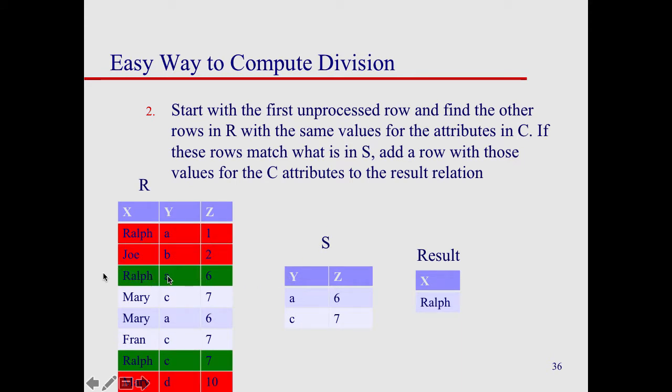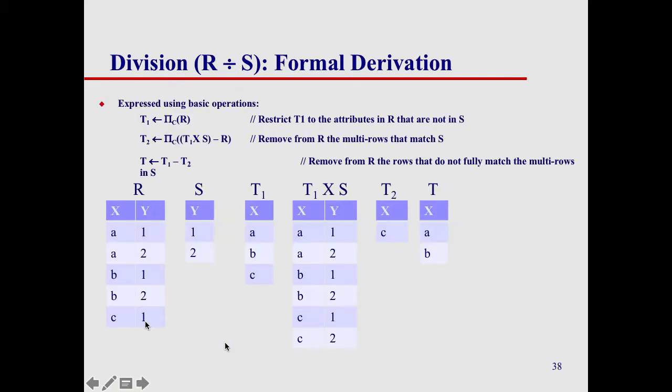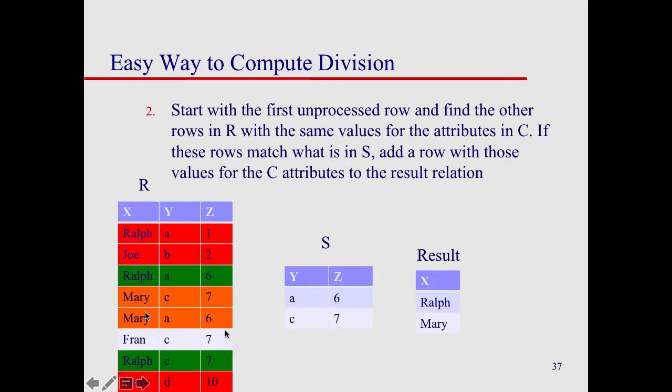And then you just start going through it line by line. So Ralph is A6. So now you try to find all the other entries for Ralph and make sure that they completely cover all the rows in S. And then you repeat that for Mary. And then you see that Fran is not going to meet our criteria because Fran only has one of the 2 tuples in S. Okay, so that was a concrete way of doing it. If that helps you when you're computing set division, that's great.